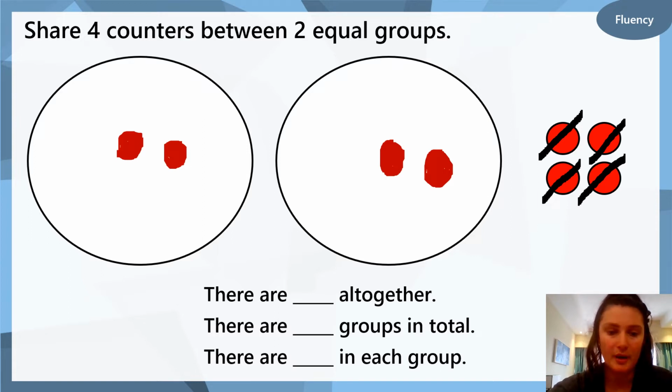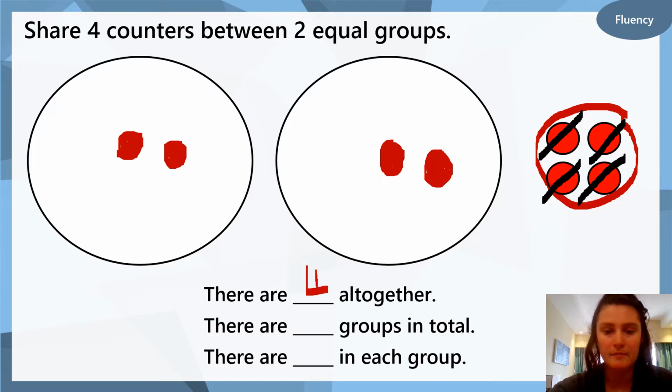So let's have a look at our questions. There are blank all together. Well, all together I had how many? That's right, I had 4. There are blank groups in total. So I have one group here and I have my second group here. So I have 2 groups. There are blank in each group. Well, I'll have a look in my group. There's 1 counter, 2 counters. So in each group there are 2 counters.